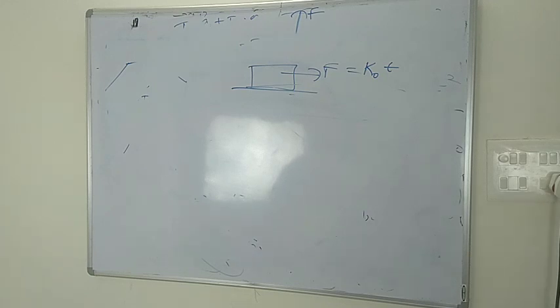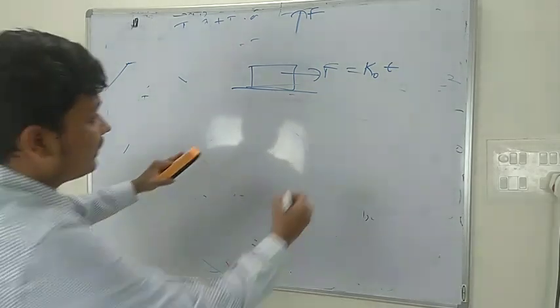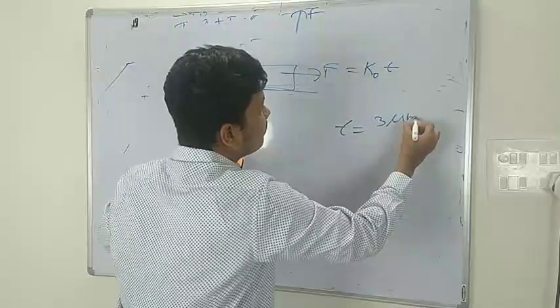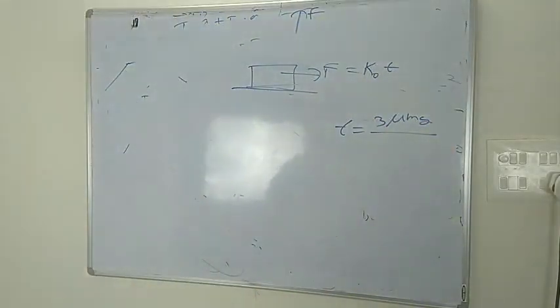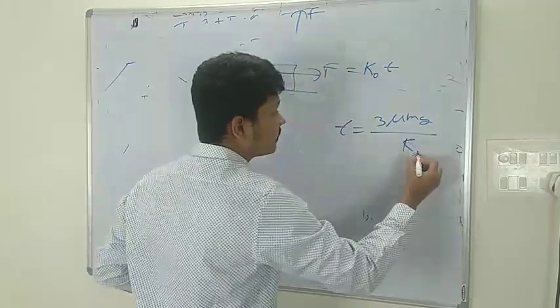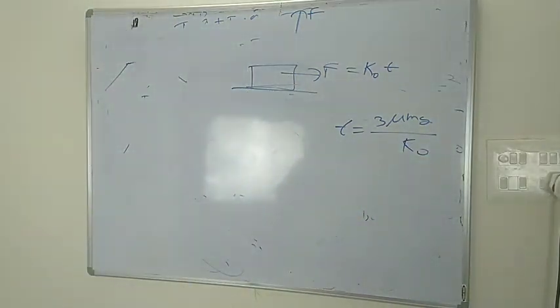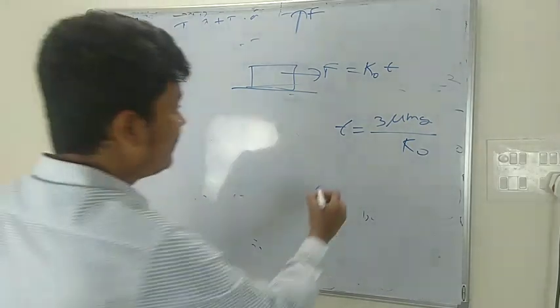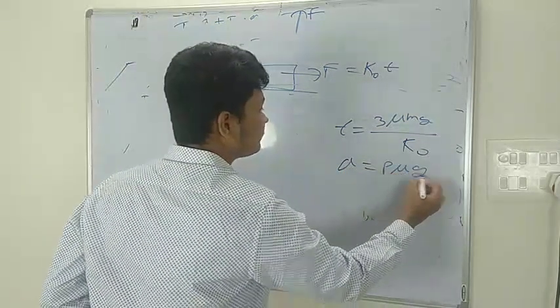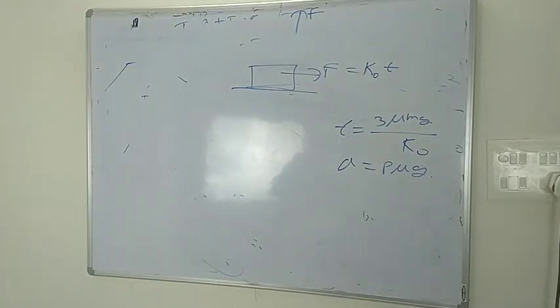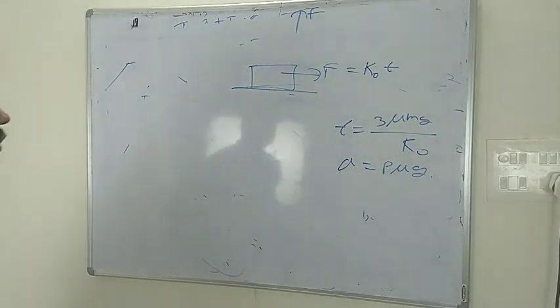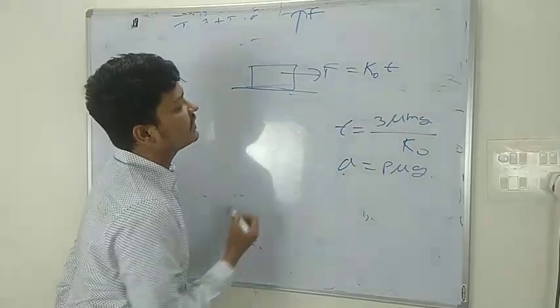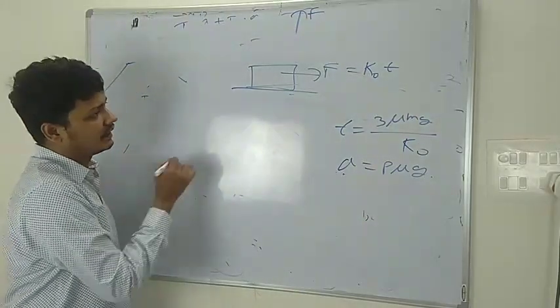At T equal to 0, the acceleration of the block is given by P mu g. At time t equal to 3 mu m g by k naught, the acceleration of the block is given by P mu g, where P k naught is a positive constant, F is equal to k naught T. So what acceleration you have to find, but it is very simple now.